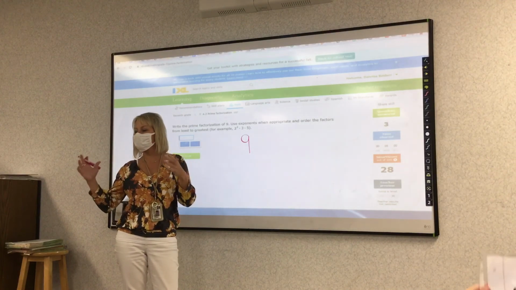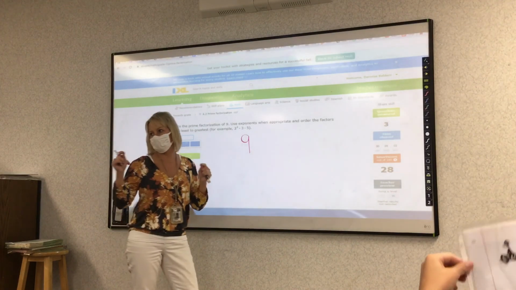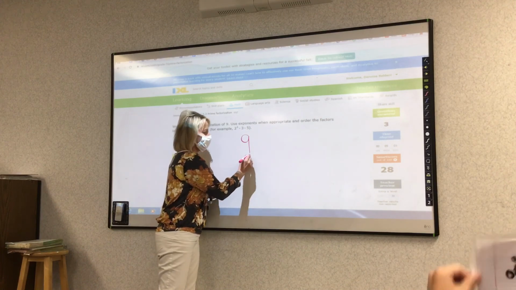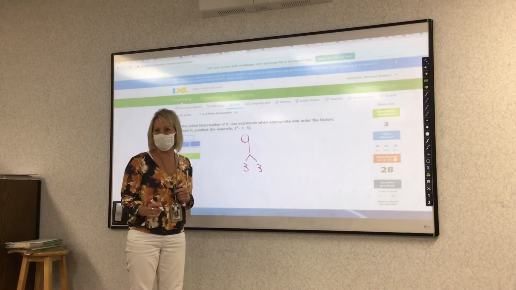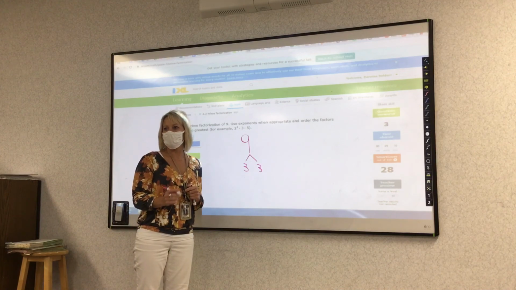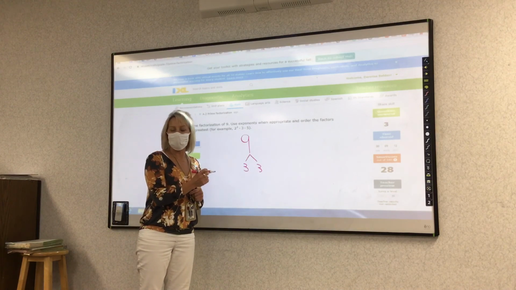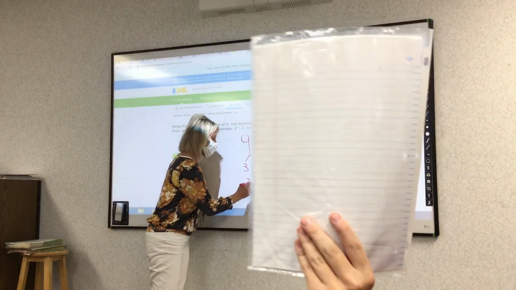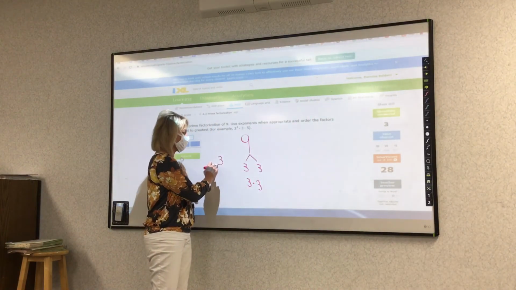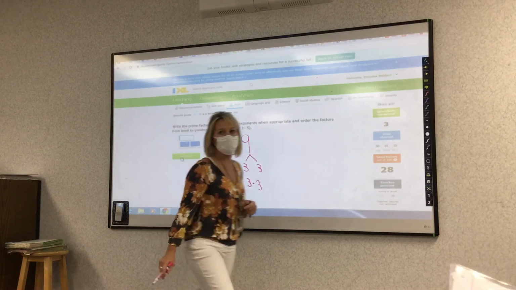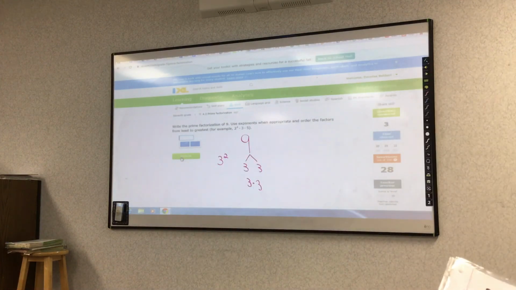That should include you in looking at your whiteboard. Many of you just did this, and you stopped. This is not the answer. You can't just say it's 3 times 3. You have to say it is 3 squared. If you don't, you're going to get them counted incorrectly because that's not the correct way to do factorization.